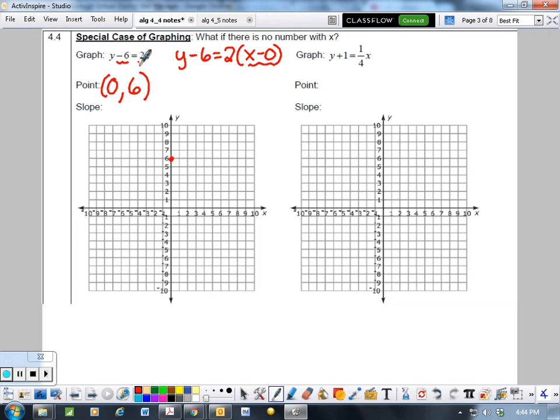And then my slope is the number right in front of the x, just like usual, so 2 over 1, which means I'm going to go up 2, right 1, or backwards, down 2, left 1, and so on and so forth. And there's our line.